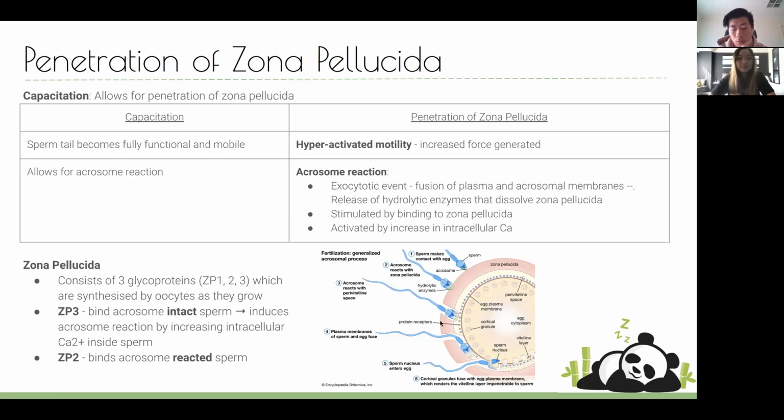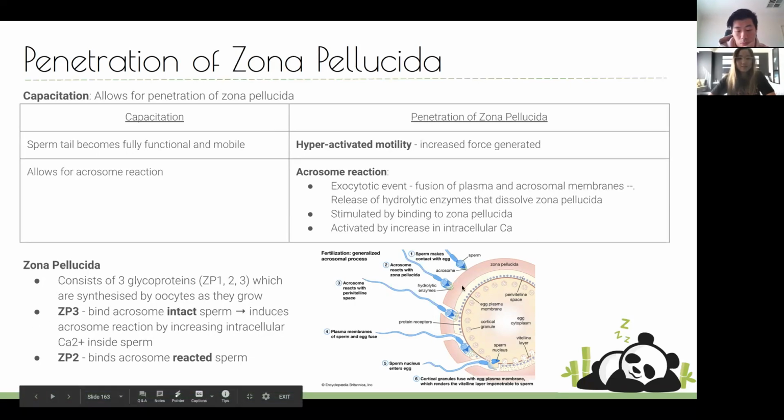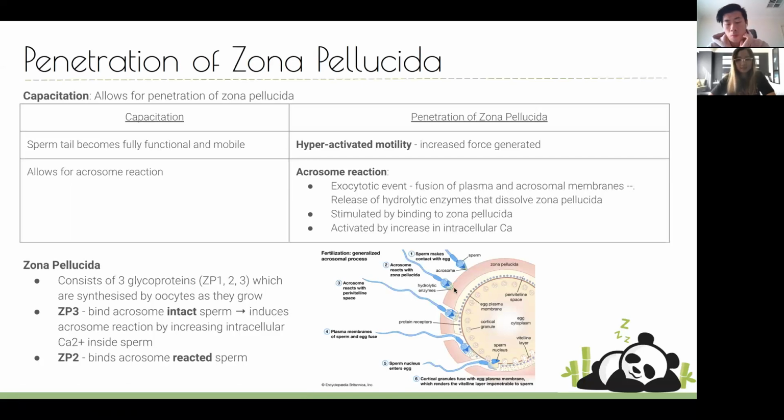The zona pellucida itself is composed of 3 glycoproteins, ZP1, 2, 3, pretty easy to remember. And that's synthesized by eggs or oocytes as they grow. ZP3 binds acrosome-intact sperm. So that would be working right here. And that causes the acrosome reaction to occur by increasing the intracellular calcium, like here. And then ZP2 binds to the acrosome-reacted sperm. Why did they name it the opposite way? Apparently because of the order of discovery. But yeah, ZP3 works first, and then ZP2 works to bind to the acrosome-reacted sperm.